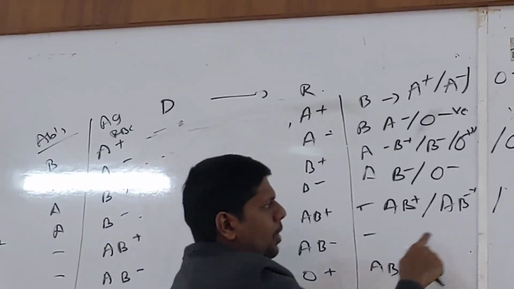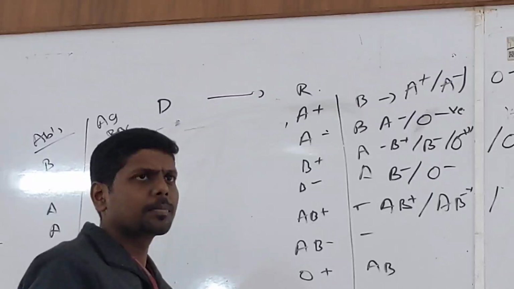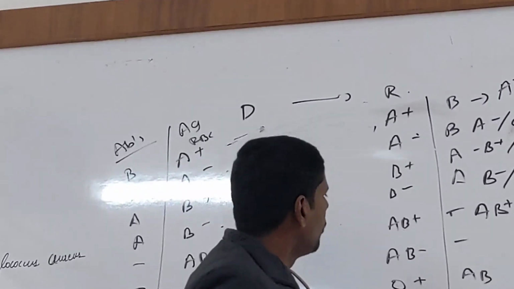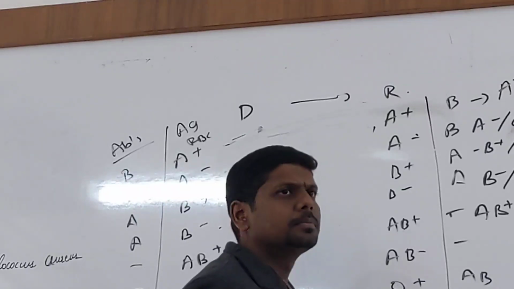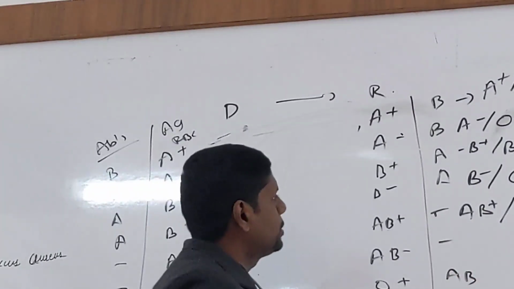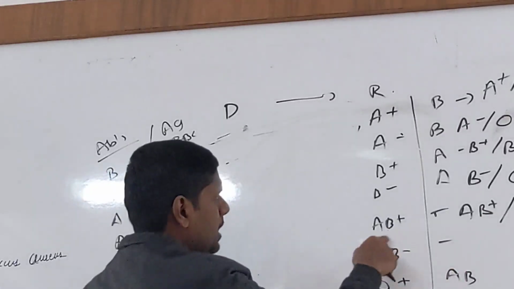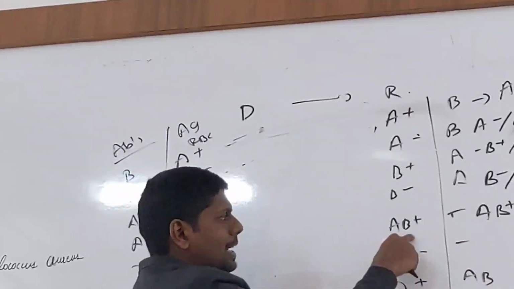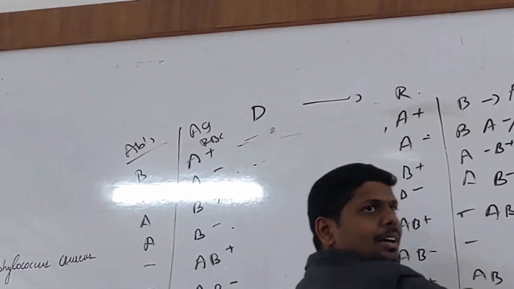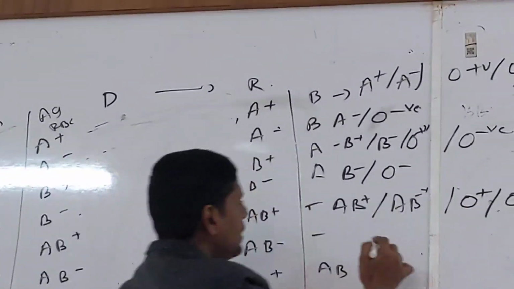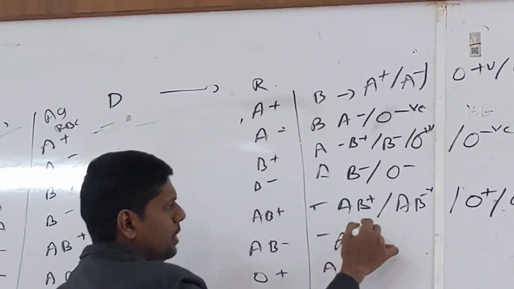Then can he receive O positive? Can this person receive O positive blood? Yes. See, since they are AB positive individuals, they don't have any antibodies. So they can take O positive blood. And can they receive O negative blood? Yes. They can. So in the next case, they can receive AB.